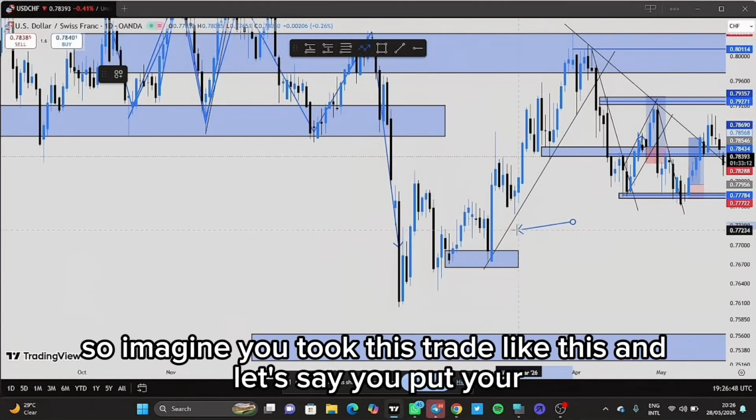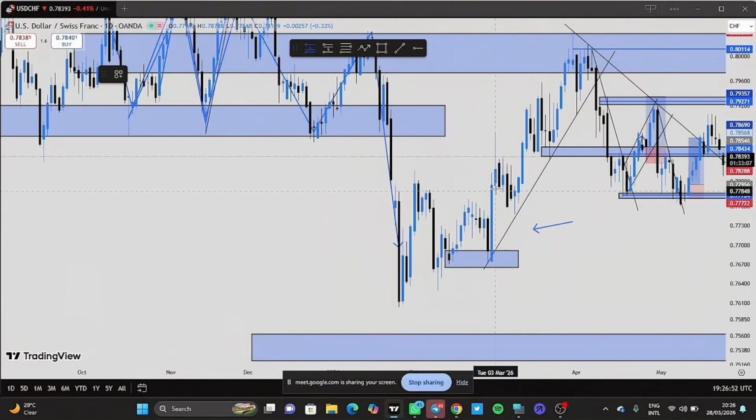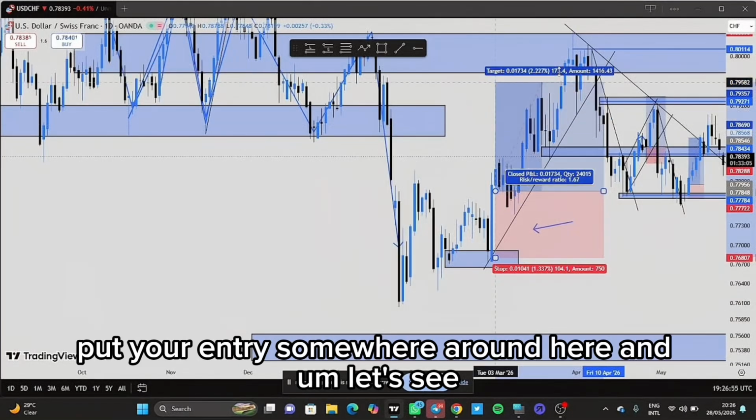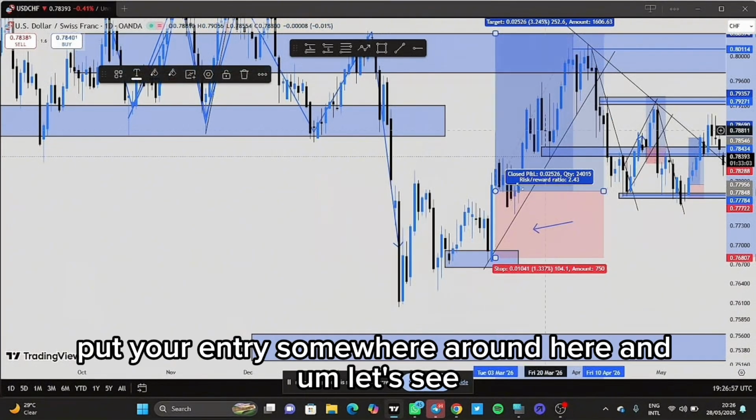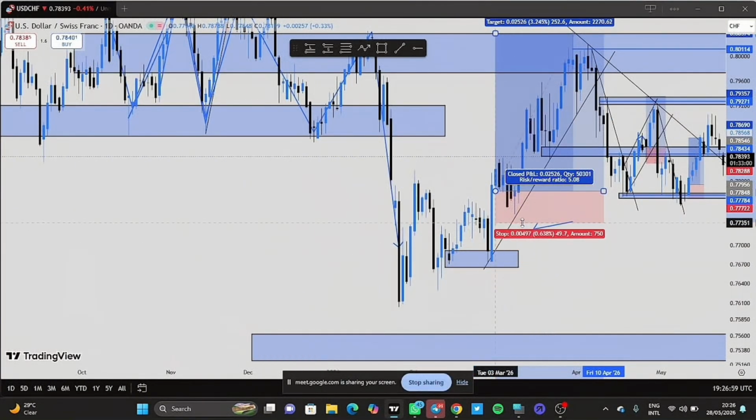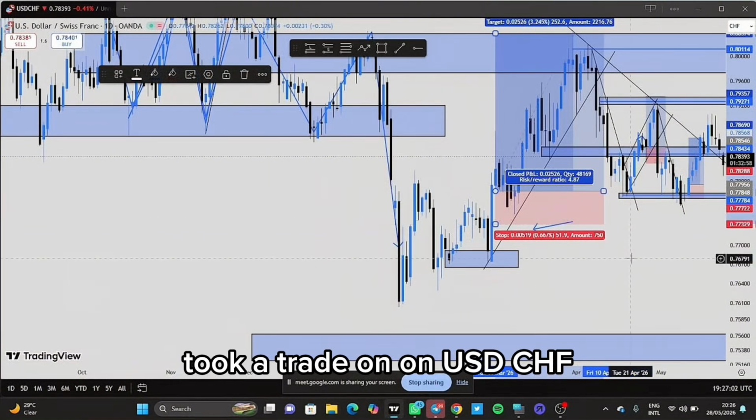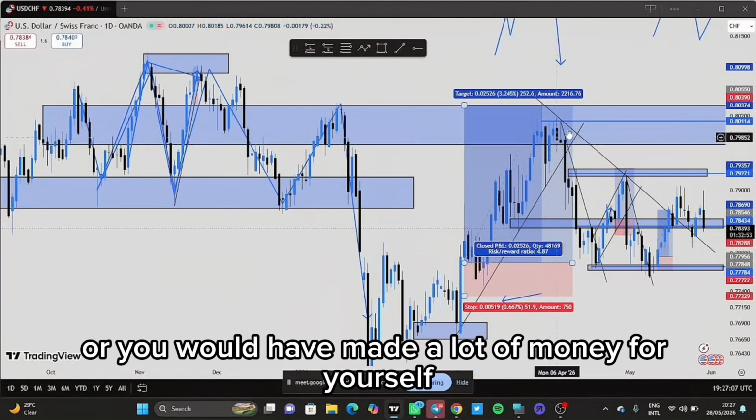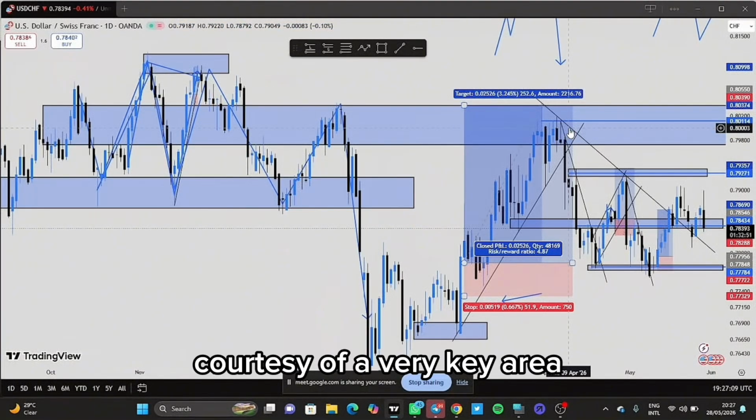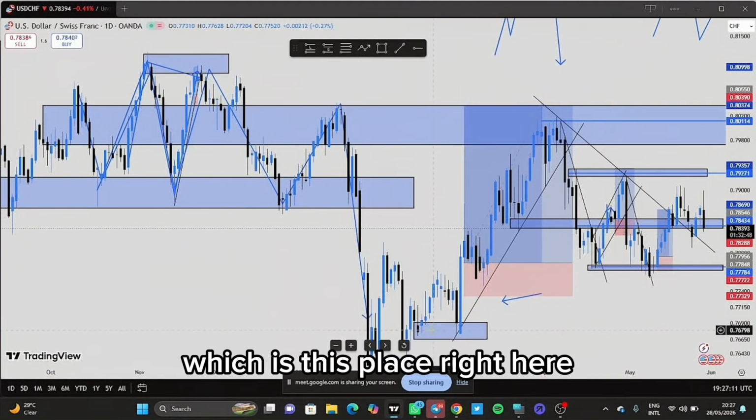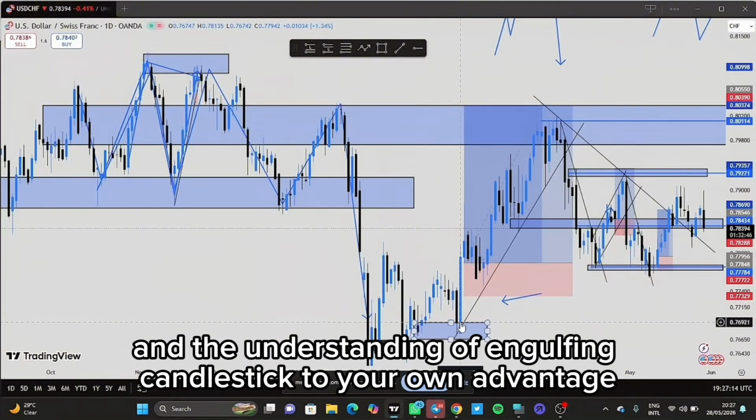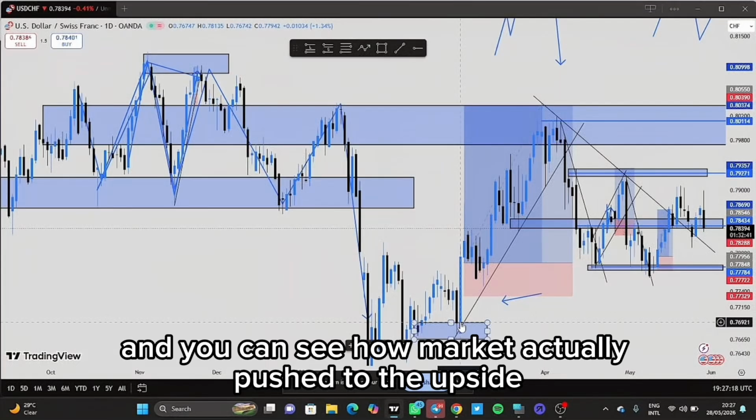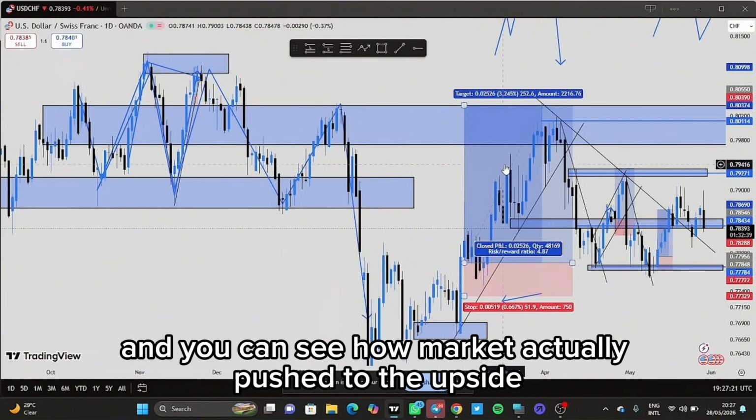So imagine you took this trade like this, and let's say you put your entry somewhere around here, and took a trade on USD CHF, you would have made a lot of money for yourself, courtesy of a very key area, which is this place right here, and the understanding of engulfing candlestick to your own advantage. And you can see how market actually pushed to the upside.